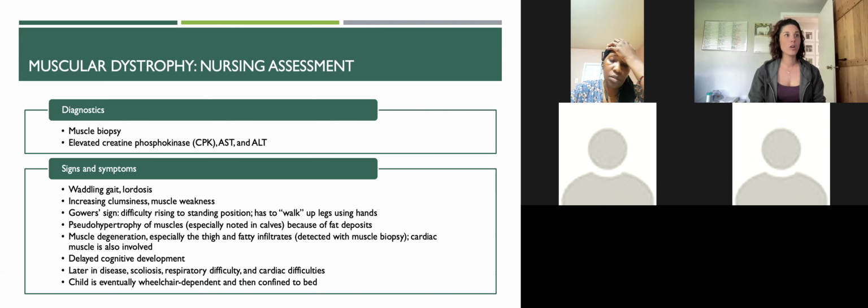So we see them having a hard time getting from the floor up to a standing position. So one of the things that we look for is Gower sign, which is that difficulty getting up into standing. So they're going to have to work their way up, like walking up their legs using their hands. They'll walk themselves up furniture, trying to get from that floor up to a standing position.